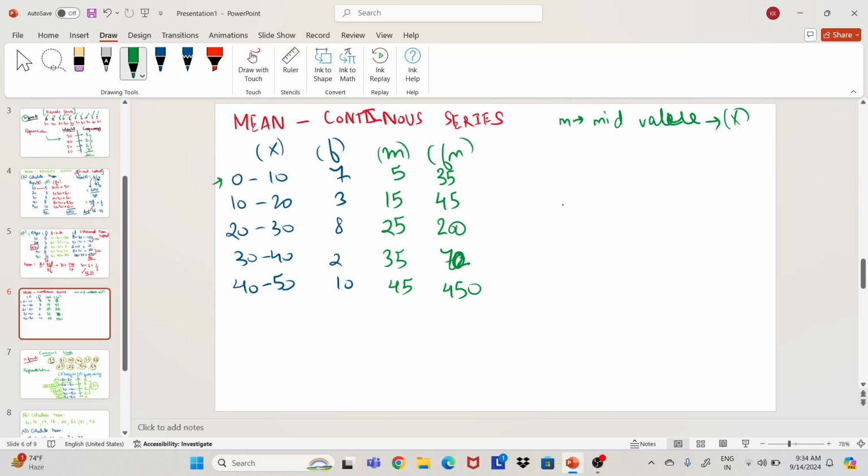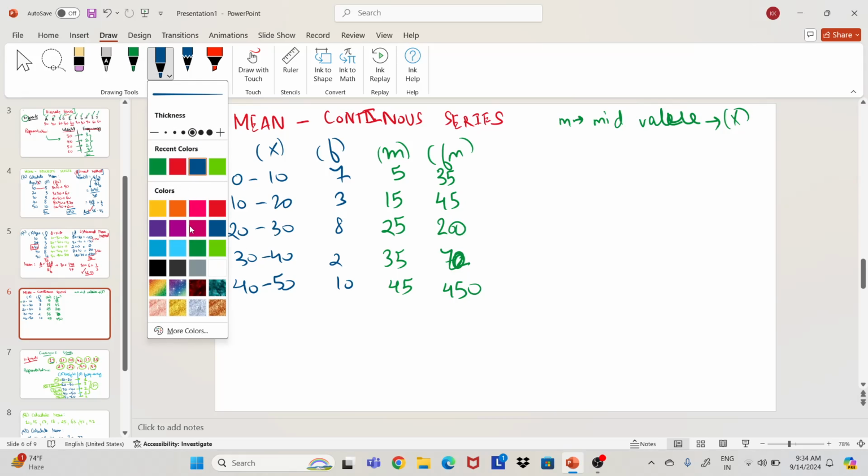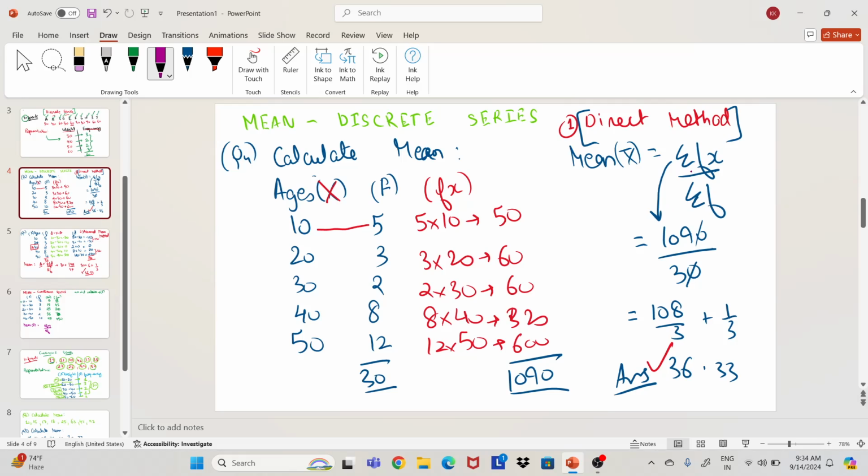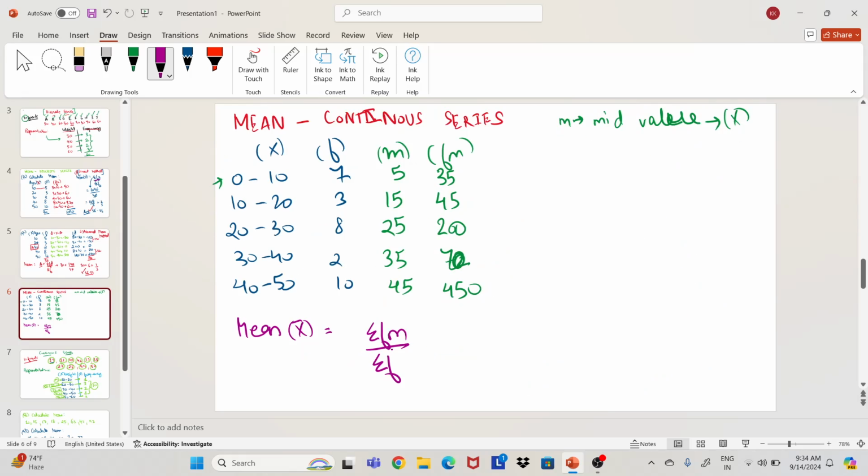Now let's see the formula for calculating mean. For calculating mean, which is represented by x bar, as I've told earlier, the formula is summation fm upon summation f. Again, it's the same formula that we used in the discrete series. There it was fx divided by f, and here we are using fm divided by f.